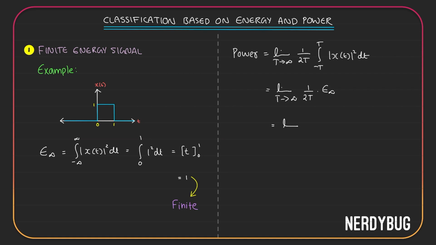So this is limit t tends to infinity 1 by 2t. So we have 1 by 2t, but t is a very large value. T is very close to infinity. That means this thing is very close to 0. Power becomes 0. This is an example of a finite energy signal.